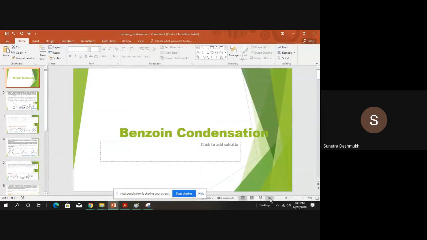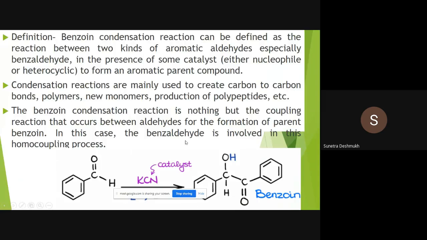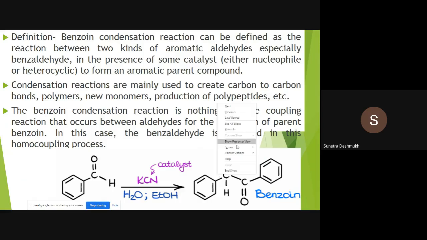Okay, now we will go for the next reaction, the benzoin condensation reaction. We will see now where the carbanion is involved in these reactions. Again, we are going to use an aromatic aldehyde in this reaction, and potassium cyanide as a catalyst to synthesize benzoin, an alpha hydroxy carbonyl compound. So this is nothing but the benzoin condensation reaction.